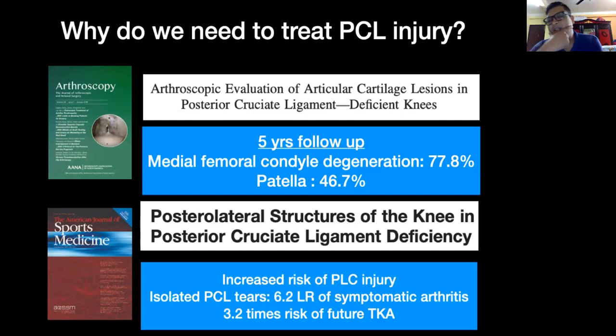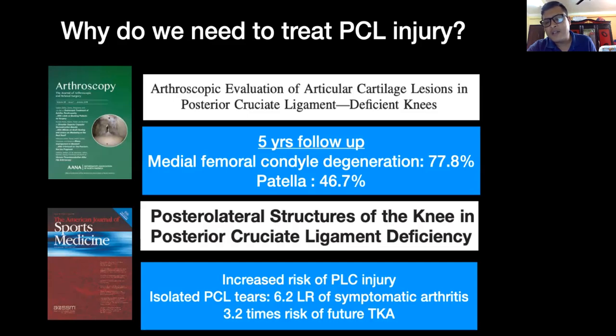So unlike ACL, for PCL injuries it has been shown that if a severe degree of PCL injury is not treated, then in 5 years follow-up there is a chance of medial femoral condyle degeneration in almost 78% of cases, and degenerative changes in the patella in almost 50% of cases.